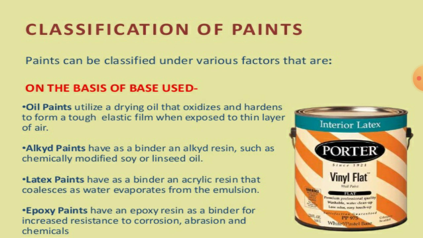Second is alkyd paints, which have as a binder an alkyd resin such as chemically modified soy or linseed oil. Next is latex paint, which has a binder of acrylic resins that coalesces as water evaporates from the emulsions. Next is epoxy paints, which have an epoxy resin as a binder for increased resistance to corrosion, abrasion and chemicals.